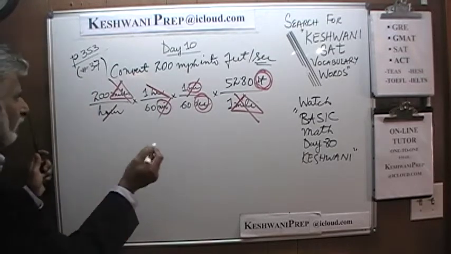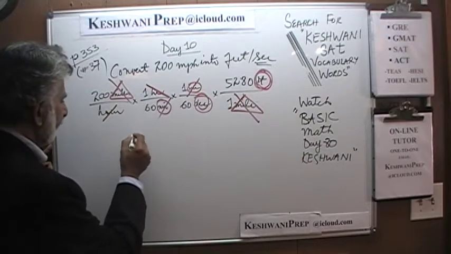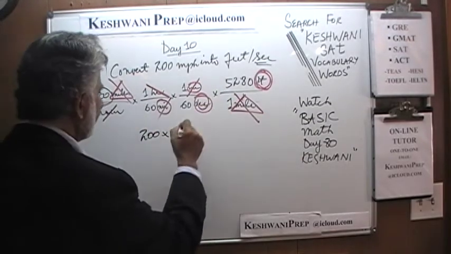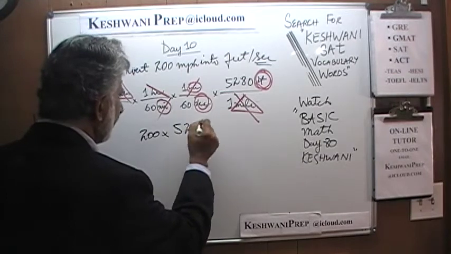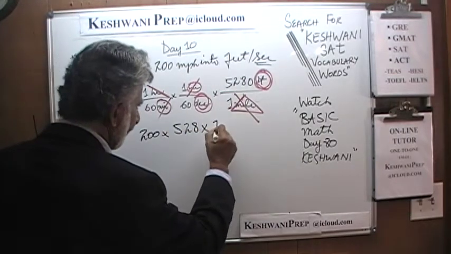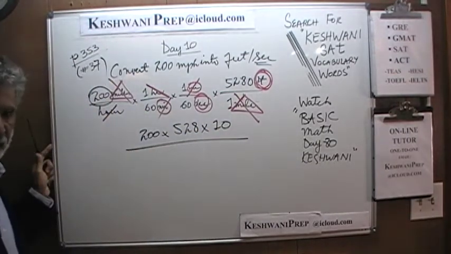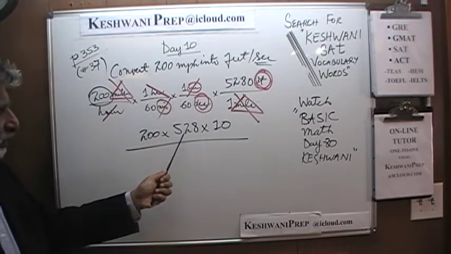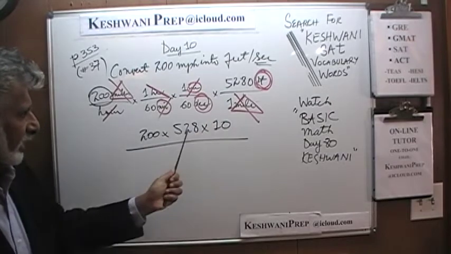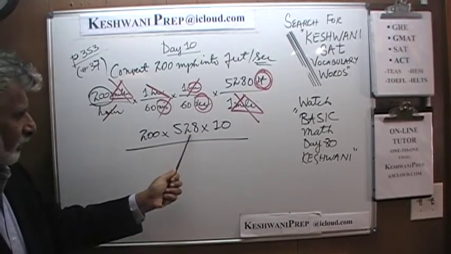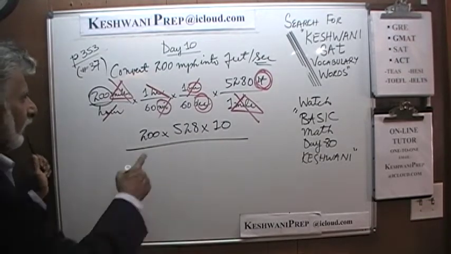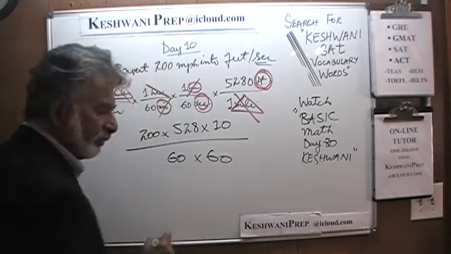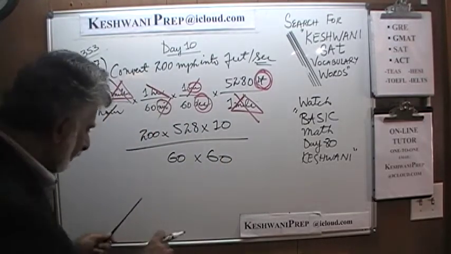So let's do that. We have 200 right here, times 5,280, which I'm going to write down like this, and you'll see in a second why, because it makes the number smaller and more manageable. Instead of writing it as 5,280, write it down as 528 times 10. It's the same thing. And at the bottom, we have 60 times 60. Let's begin our story and see what happens.